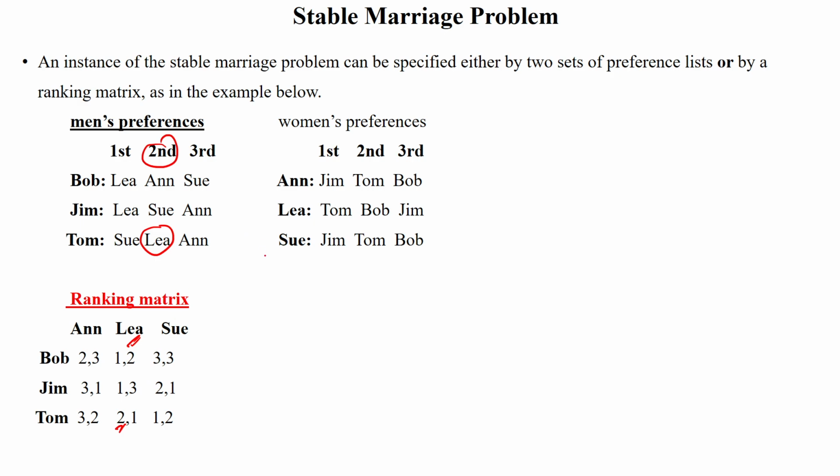At the same time, Leah is giving to Tom as a first preference, right? Likewise, Tom is giving to Shu as a first preference. Then at the same time, Shu is giving to Tom as a second preference. So based upon that, we have to prepare the ranking matrix. Here we will start the proposal from the man. It is a man-oriented problem.